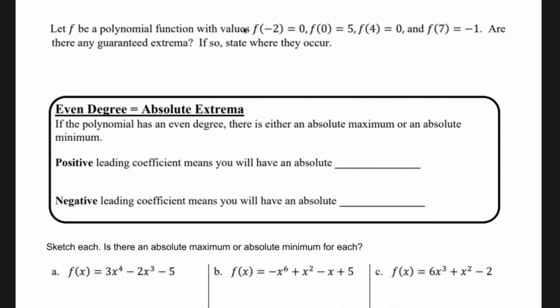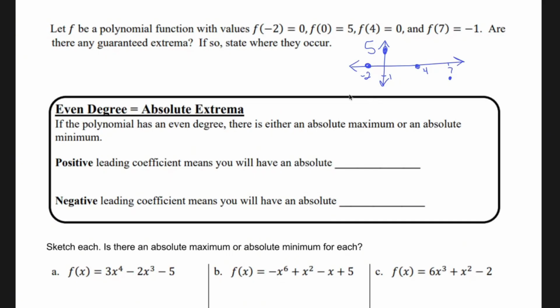Let f be a polynomial function with values f of -2 is 0, f of 0 is 5, f of 4 is 0, and f of 7 is -1. So if I were to draw just a very basic coordinate plane, at f of -2, we have a 0. At f of 0, we're up here at 5. I know it's not drawn to scale. That's not the point. At f of 4, we're at 0. And at f of 7, we're at -1. So we'll put 4 there, we'll put 7 here, and we're at -1 here.